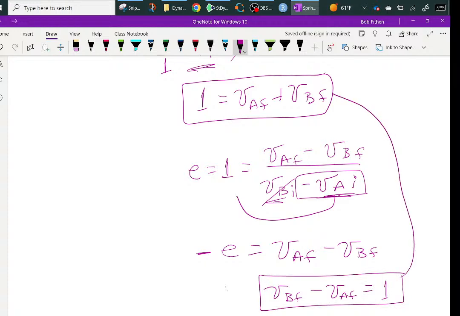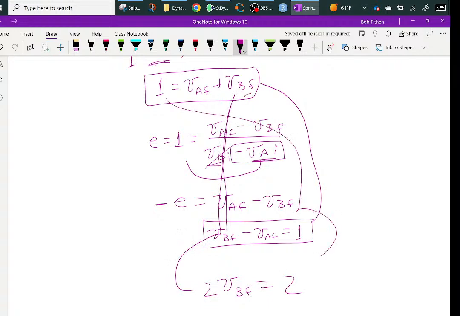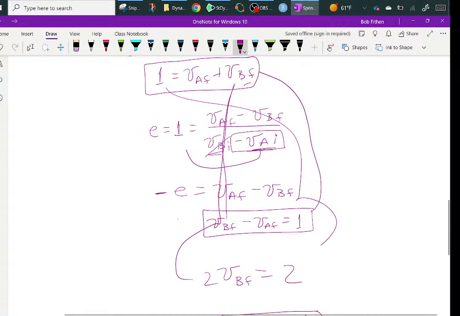and what you find out, I guess you could just go ahead and add these two together. If you add these two together, you get VB final, there are two of those, equaling 2, because you got this and this giving you 2. So what you do is you say, okay, VB final is equal to 1. Okay, great. What's VA final?